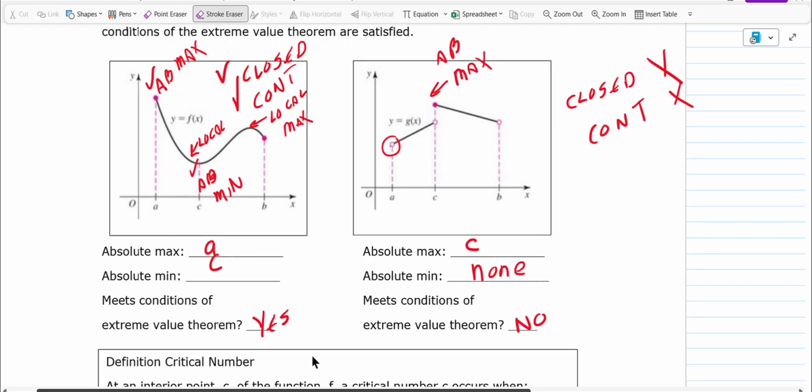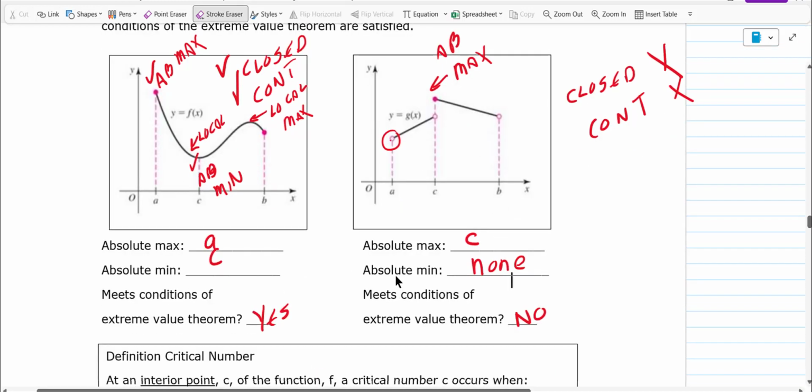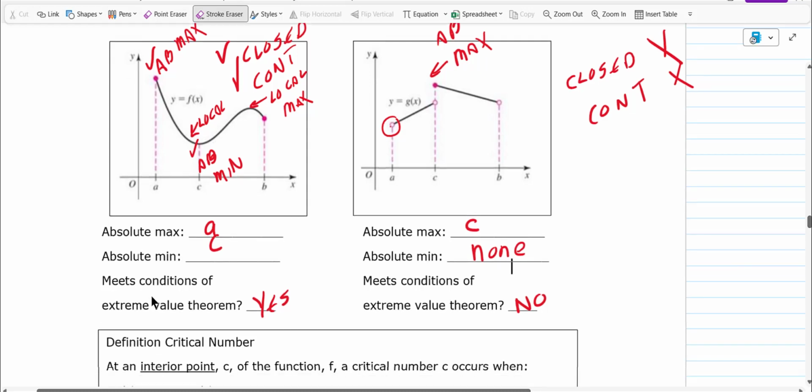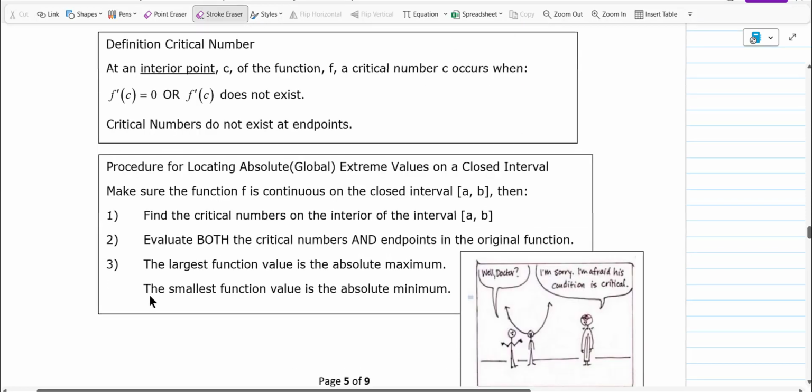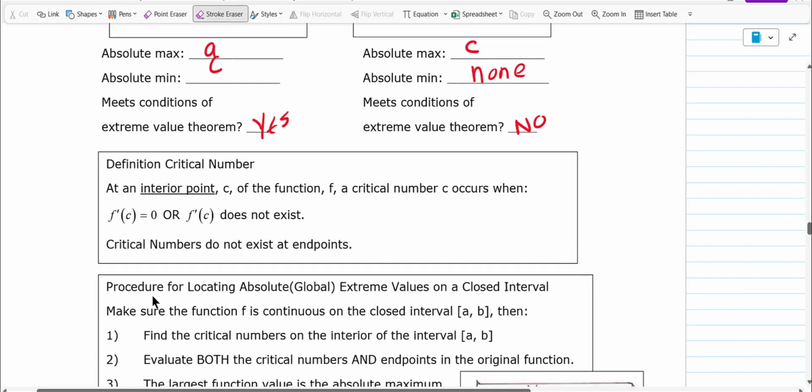So that's what's going to happen if the extreme value theorem conditions are not met: you might have one but not the other. But if they are met, you're going to have both. That's what it says. It's a guarantee. All right, so now what we're going to do is kind of put this together.